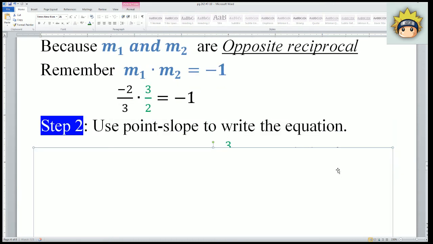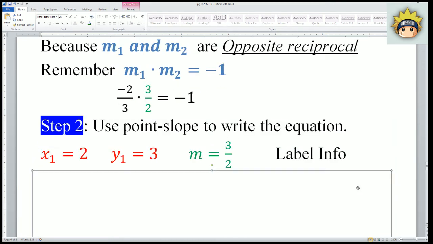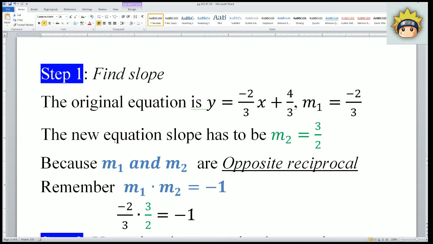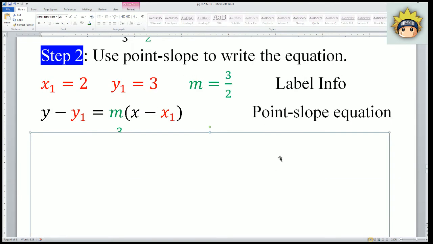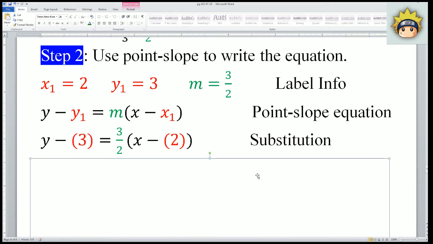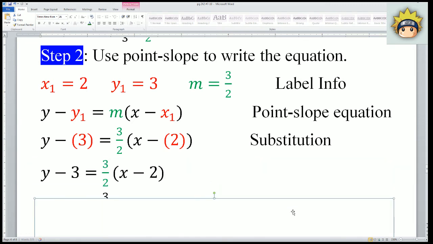Okay? Same thing as before, use point slope to write the equation. X is equal to 2, y equals 3. Remember, this was my point. What is my slope? 3 over 2. That's what I found here. Remember, it's opposite reciprocal. Point slope equation. Substitute your values in. I think you already heard this 1,000 times. Okay?